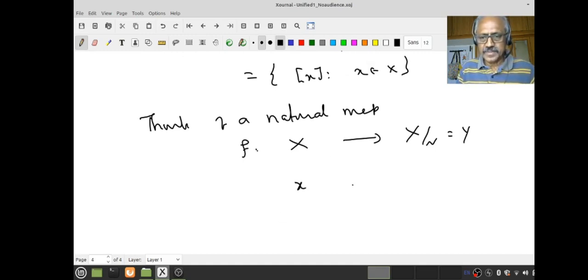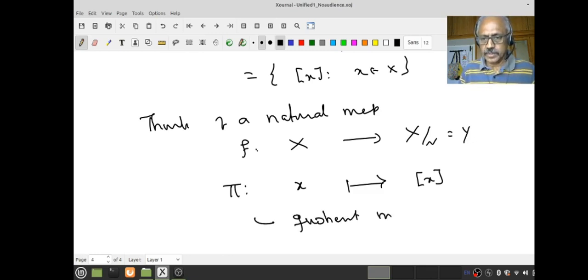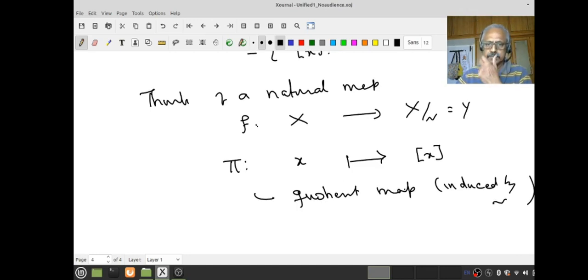Start with an x. Where did it go to? This is a set of equivalence classes. So where will x go to? I'm sure all of you know that, right? It will go to its equivalence class. So this map is called the quotient map, induced by the equivalence relation. Yeah? Is this clear now?